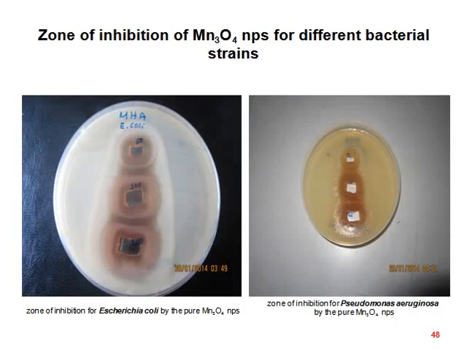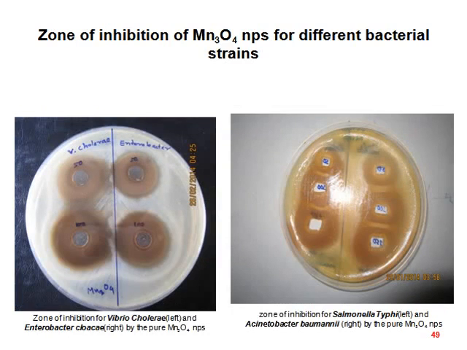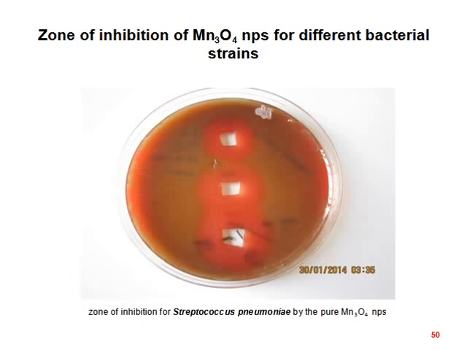After 16 hours of incubation, each plate was examined and the diameters of the zones of complete inhibition were measured. The zone of inhibition for Escherichia coli and Pseudomonas aeruginosa by the pure manganese oxide nanoparticles is shown here. And here susceptibility testing for 4 bacterial microorganisms was done, which are Vibrio cholerae, Enterobacter cloacae, Salmonella typhi and Acinetobacter baumannii. And this image shows the zone of inhibition for Streptococcus pneumoniae.